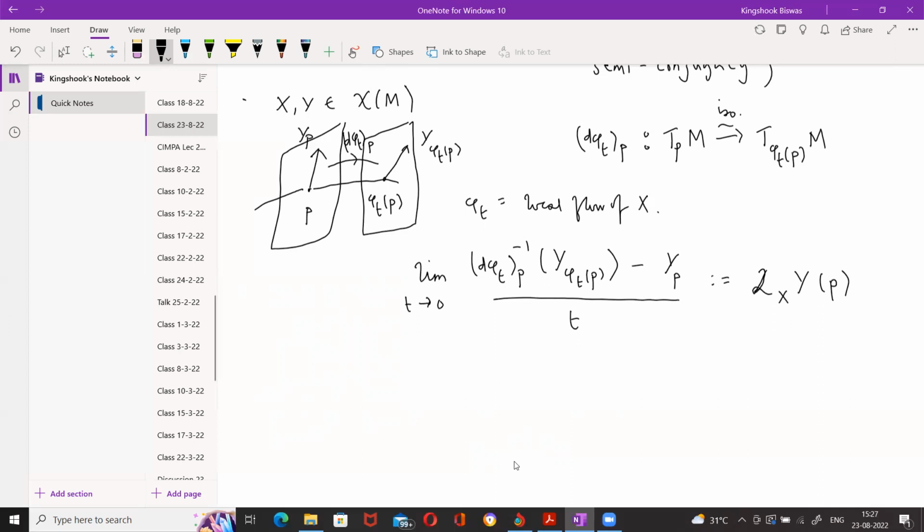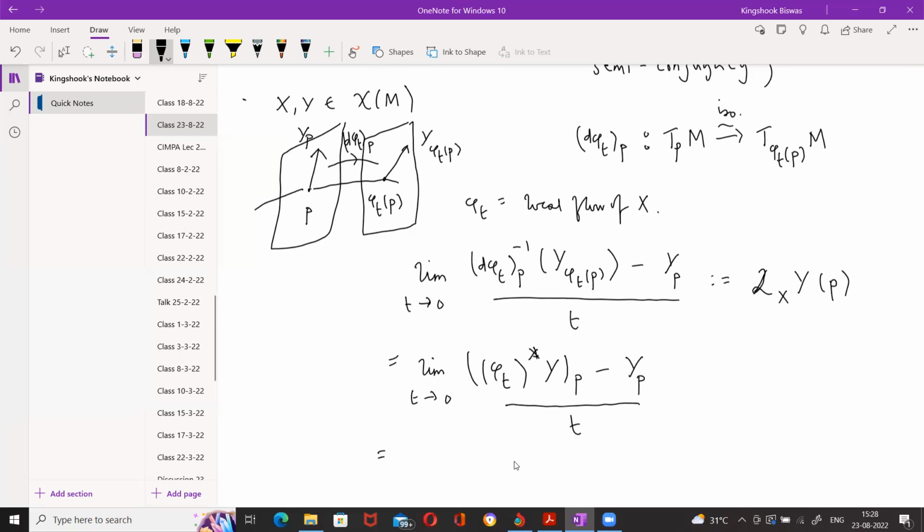Now, what is this? This thing is nothing but d phi t at p inverse of y at phi t of p, minus y at P. This is the same as the pullback by phi t of y, the whole thing at the point P. Is this clear? This is the pullback of y by phi t.